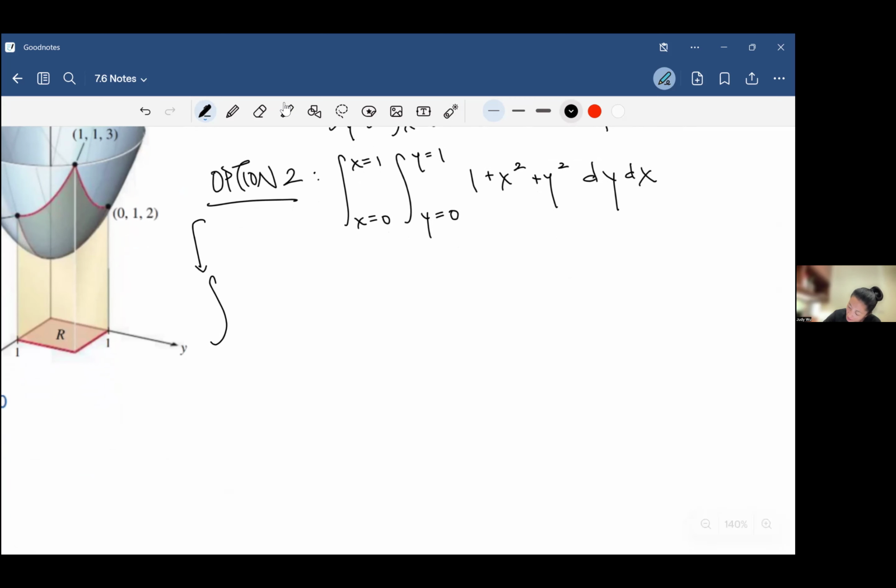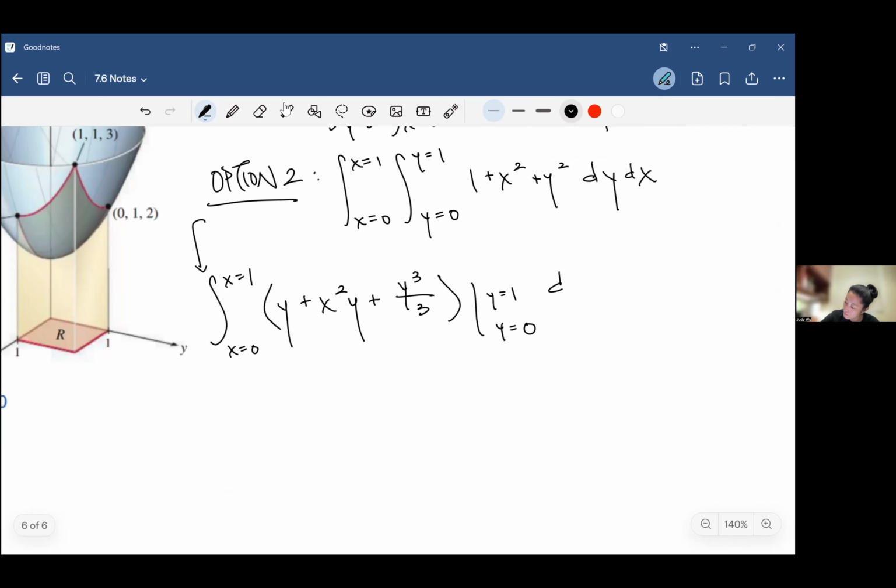All right, integral from x equals 0 to x equals 1. I'm going to integrate this, but I'm treating y like a variable. So the integral of 1 is y, plus x squared y, because x is a constant, plus the integral of y squared, which is y cubed over 3. I'm going to plug in 1 for y, and then I'm going to plug in 0 for y. I'm going to be super careful about my signs, and I'm going to subtract them.